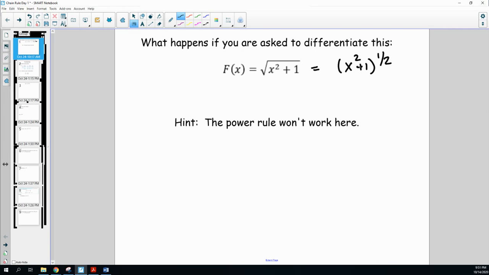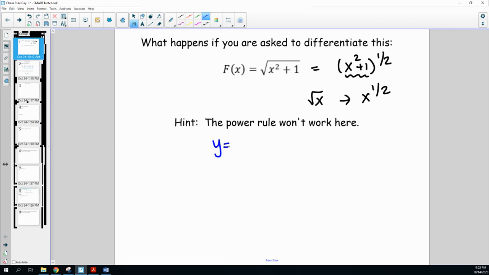The power rule here won't work because I have another function that's inside. Usually if we had the square root of x, we could use the power rule, right? X to the 1/2, and we could find the derivative using the power rule. However, in our new function, there's something else going on inside. So the way we can think about this is as a composition of functions.